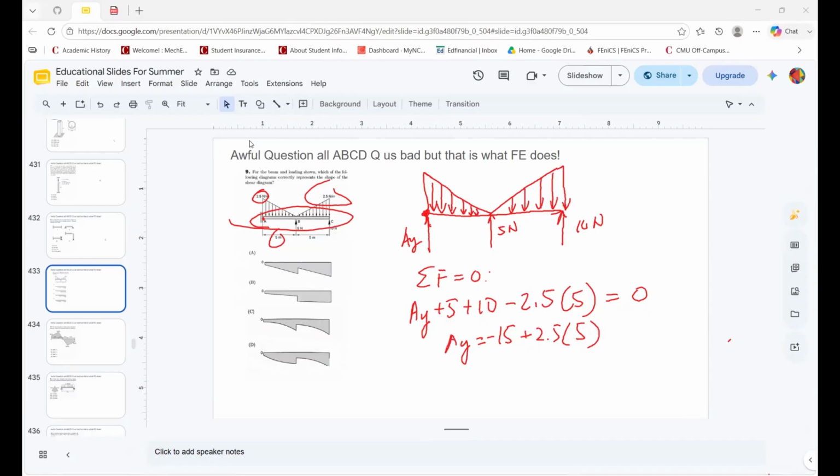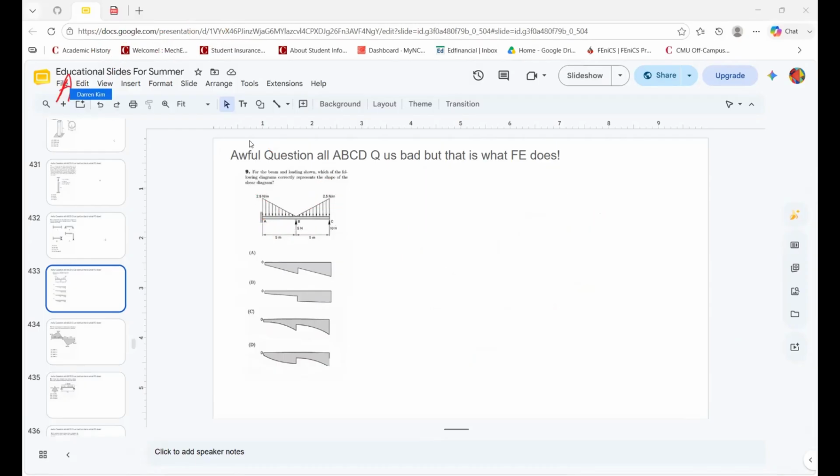And I get 2.5 and then minus. So here we solved one of the unknowns that we need. Was it 1.5 or 2.5? Yeah, it's 2.5. Minus 2.5 newtons. With that said, does that really give me anything I need? Not yet. Ay equal to negative 2.5 newtons is just the first step.